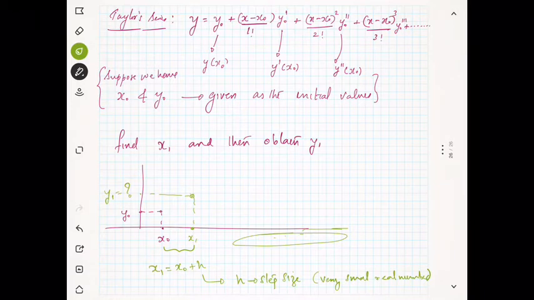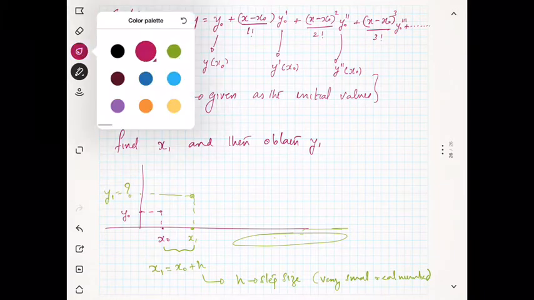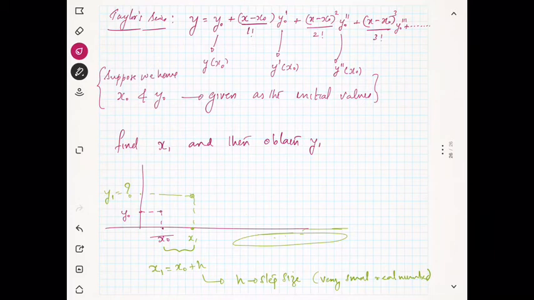So x0 is given, and y0 is given, but we are going to find y1. So how are we going to proceed? We will first find x1, after that we will find y1. So we will use this equation. You can see, instead of y I am going to replace it with y1.